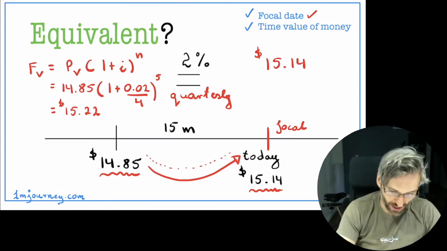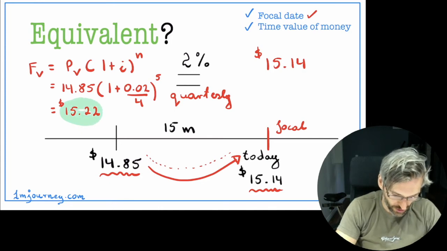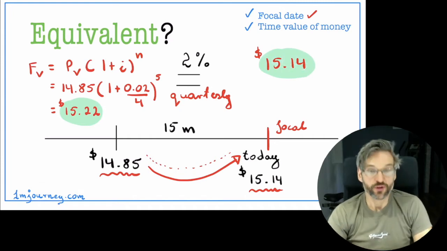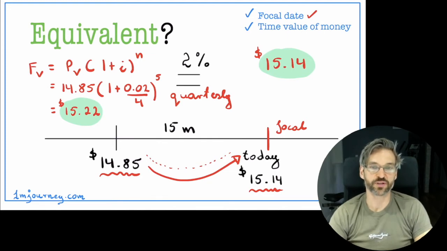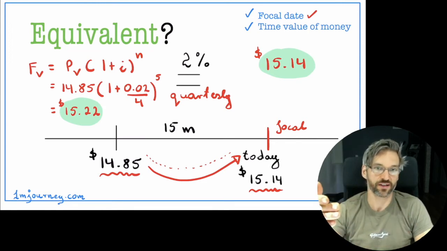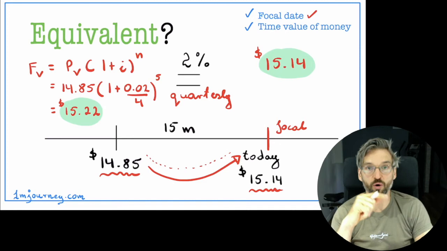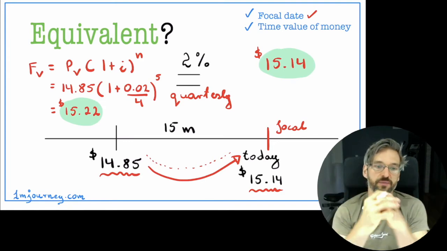So now you can compare. At 2% compounded quarterly, notice these two amounts are not the same. They are not equivalent at 2% compounded quarterly. Now someone might think they got a deal 15 months ago because they only paid $14.85. But because the time value of money changes, as time goes on, the value of money will not buy you exactly the same thing. It actually turns out that 15 months ago, that $14.85 was more than we paid today for those groceries, $15.14. And that's the whole concept of equivalent.